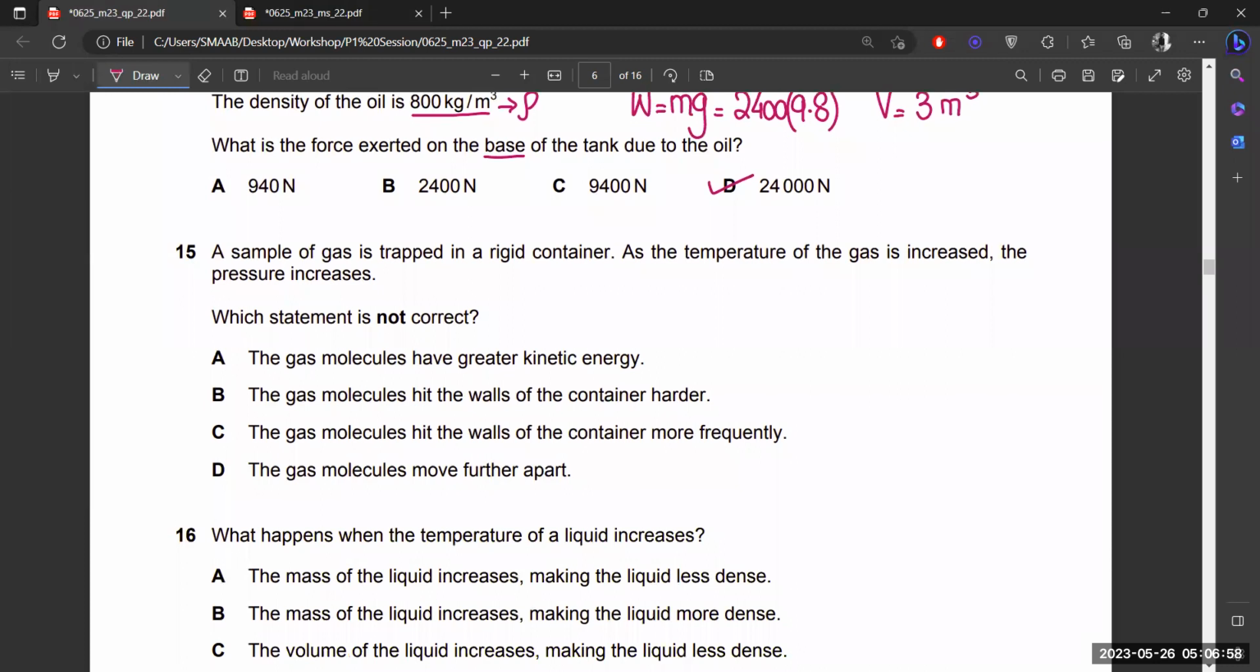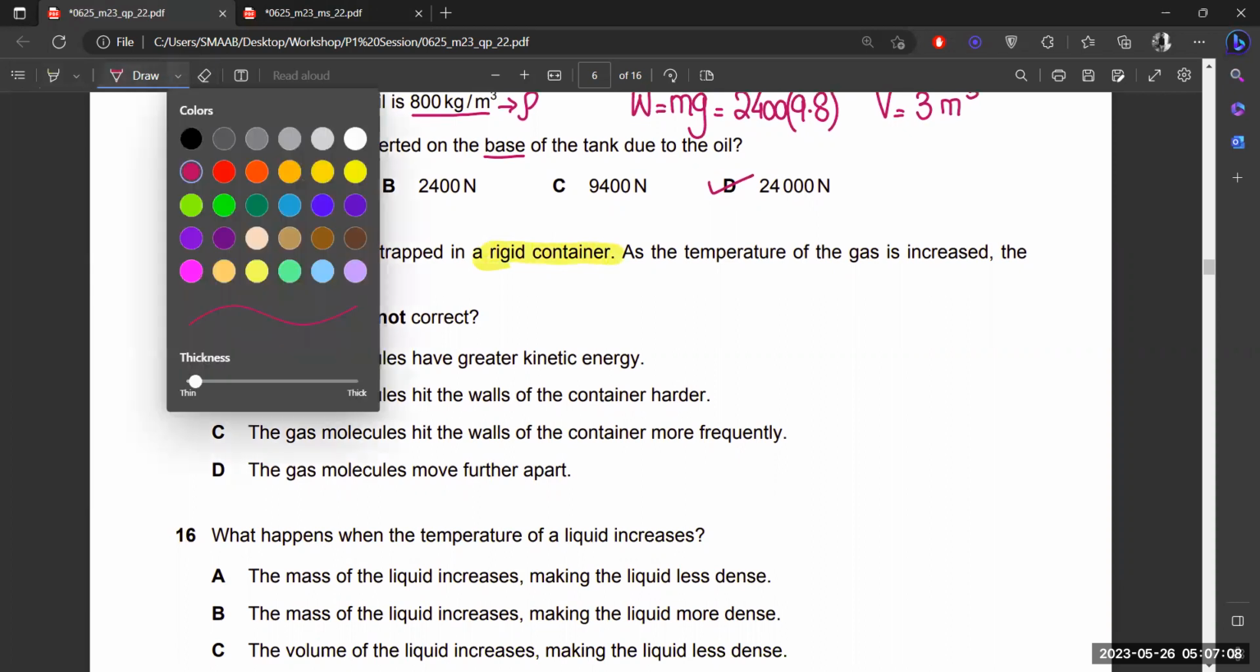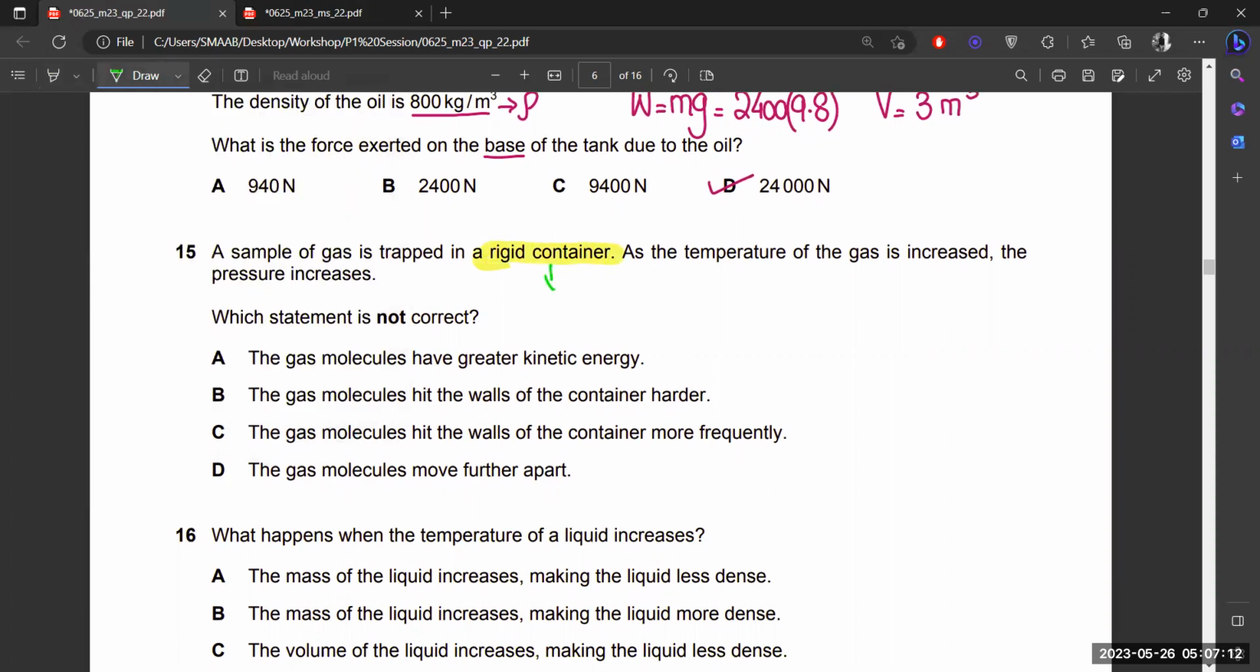Okay, question 15. A sample of gas is trapped in a rigid container. Rigid container, think about it. There is a hint in this question. Rigid container means constant volume. So our volume is constant. While reading a question, always try to find the hint the first time you read it. That will help you save time.